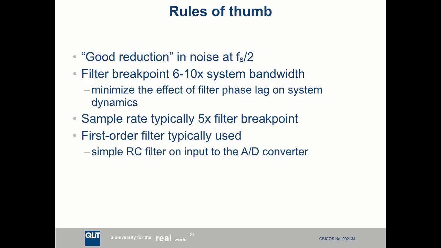So here are some rules of thumb. You want to find a good reduction in the noise level at the sampling frequency. Good is kind of a bit of a vague concept here, but here we saw that 5 dB of suppression made quite a difference. Typically, you design the filter breakpoint to be 6 to 10 times the system bandwidth to minimize the effect of the phase of the filter messing with the dynamics of your plant. And you can typically get away with a first order filter. So a simple resistor and capacitor at the input to your analog to digital converter will do the trick. It's not very complicated, but it's really important that you do it.